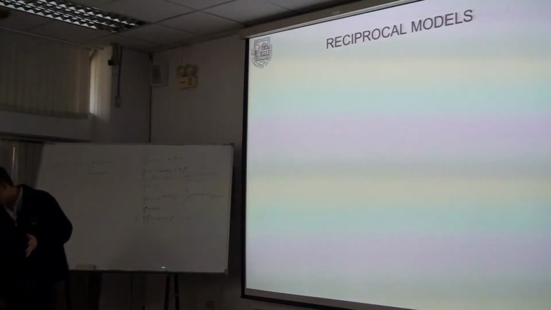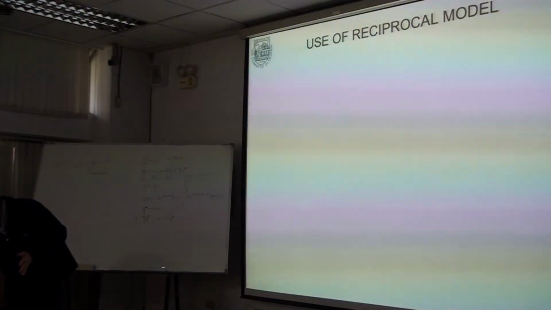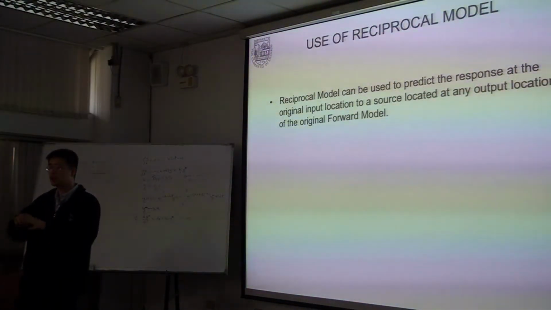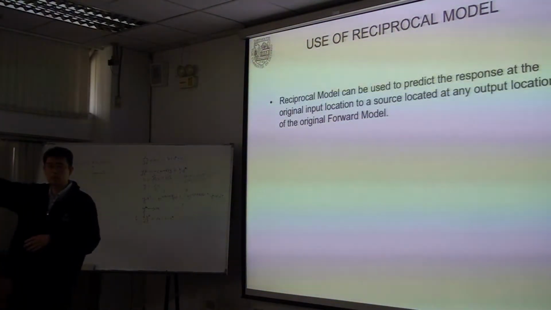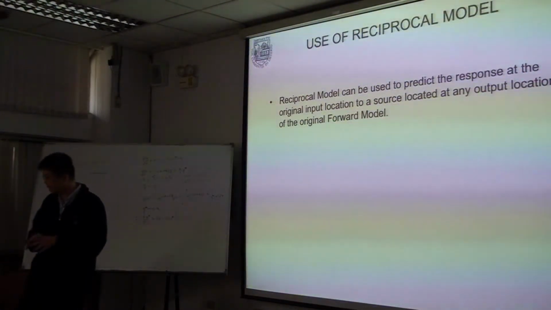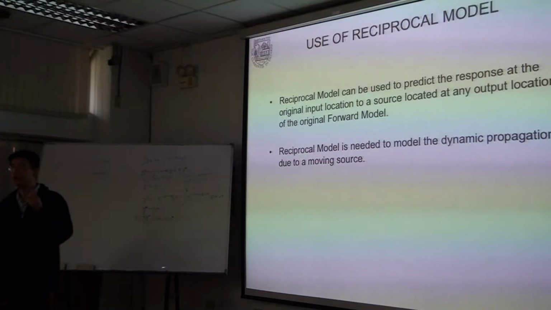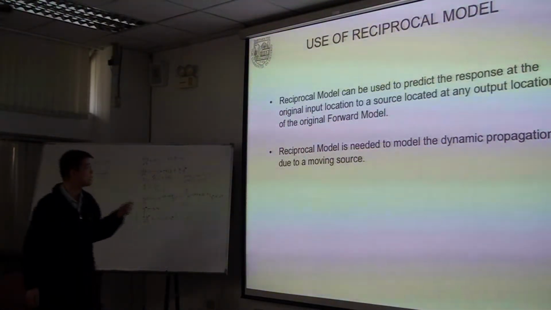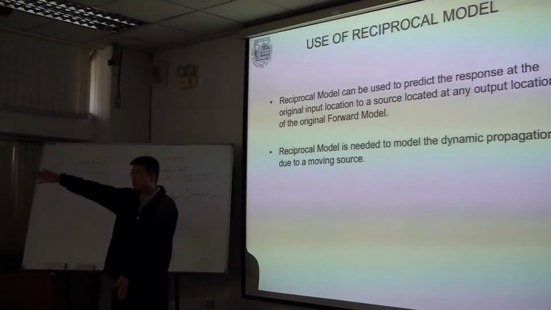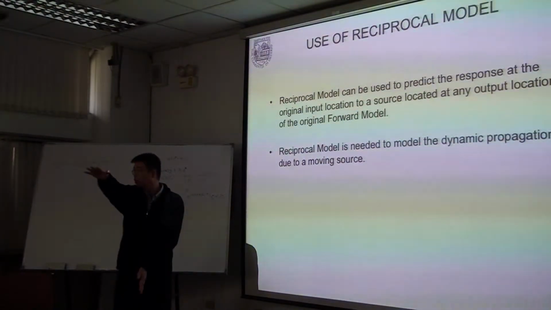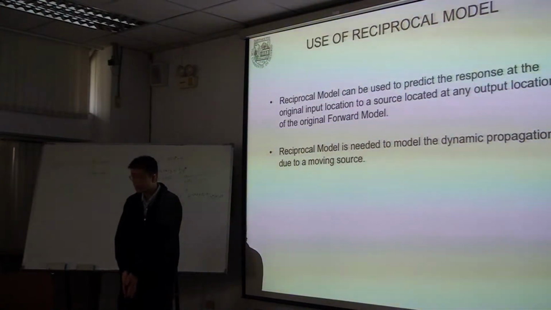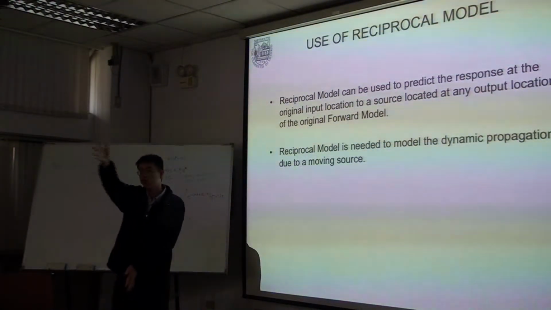Okay? And why do we need this model? We can use this model to predict the response if the input is at any one of those million output locations, and the sensor is put at the original input location. But more importantly, we use reciprocal models to model the dynamic response to a moving source. So if I have a sensor here, I have a truck driving, I want to model what the sensor here will receive due to a moving source.